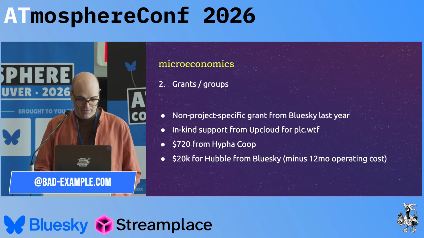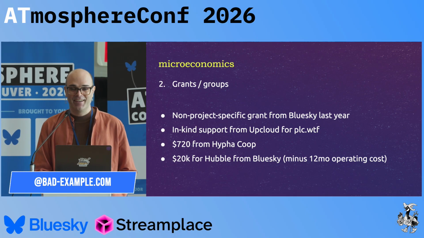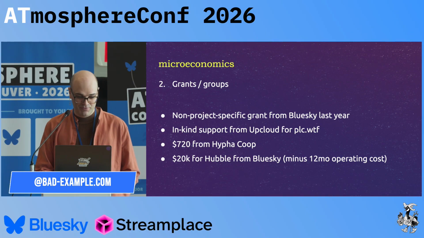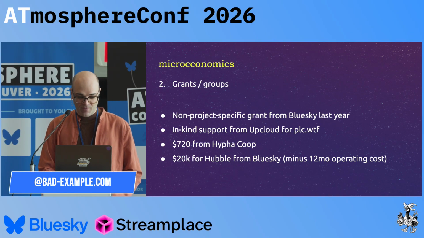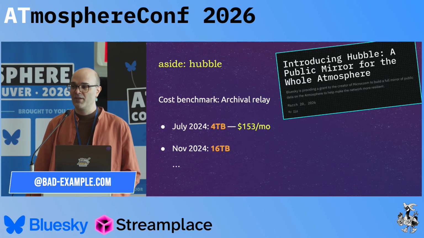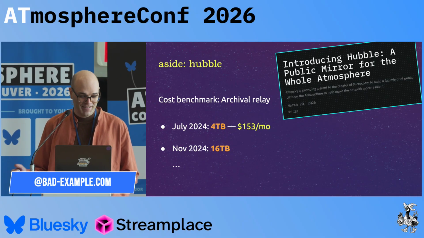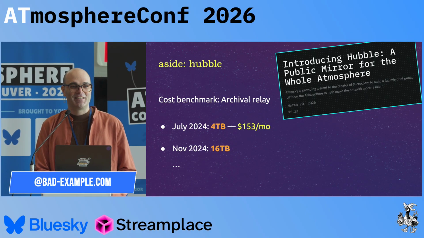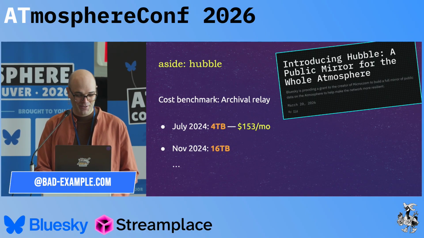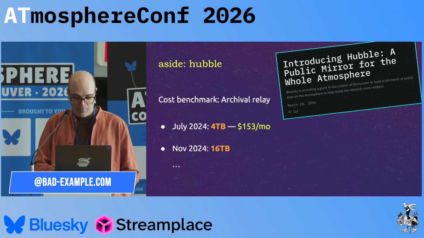I've gotten some grants that have helped. Shout out Haifa, who gave me a really generous donation recently. And UpCloud sponsored a lot of the PLC stuff I was doing for hosting. I'm going to be building Hubble soon, which has come with a grant from Bluesky and will come with operating expenses for the year I have to run it. I don't know how much that's going to cost yet because I haven't built it. But in 2024, running the closest comparable existing thing wasn't cheap.